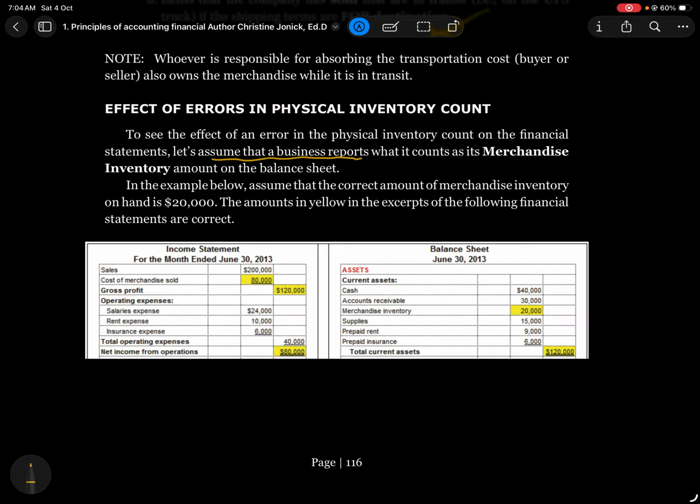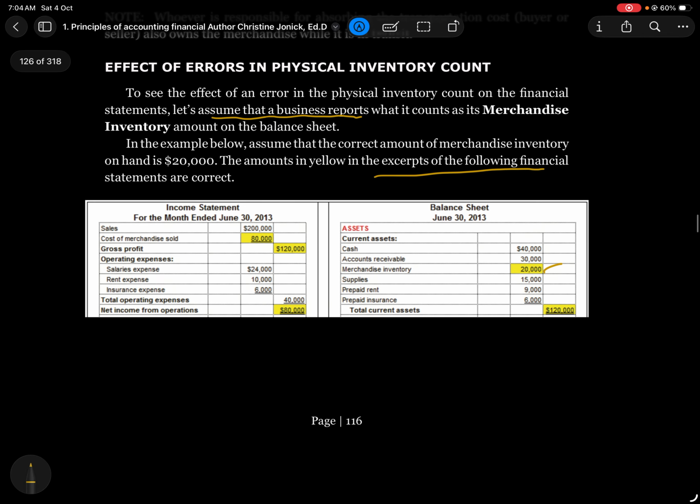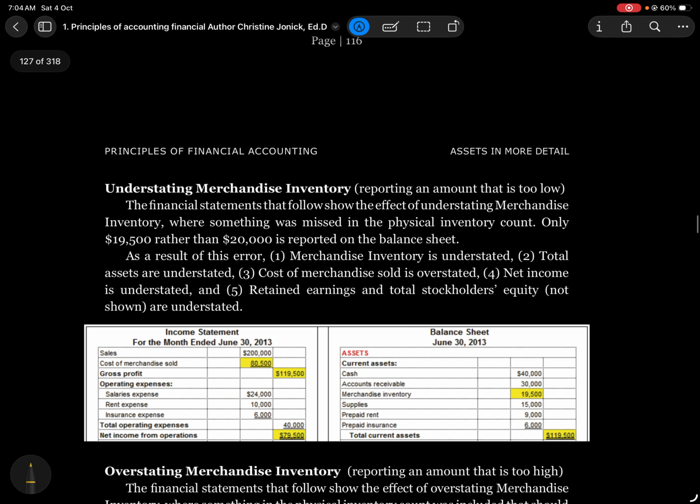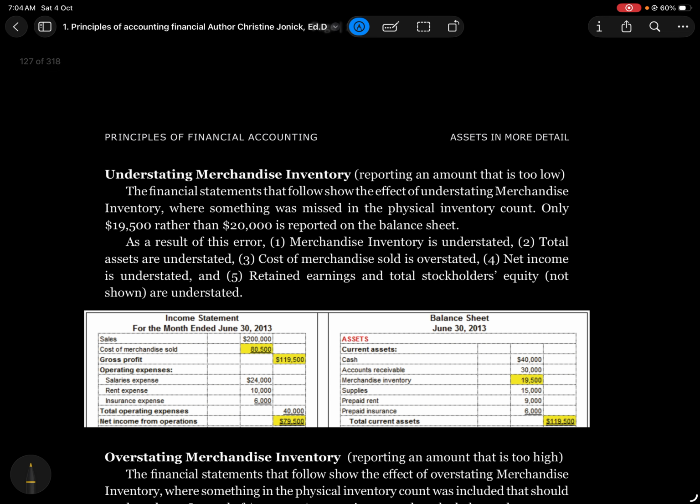Assume the correct amount of the inventory on hand is 20,000. Right. So 20,000 is there. And we will need to look at the COGS, of course. So in case of understatement, what happens? If we made a mistake and counted only 19,500, what would happen?